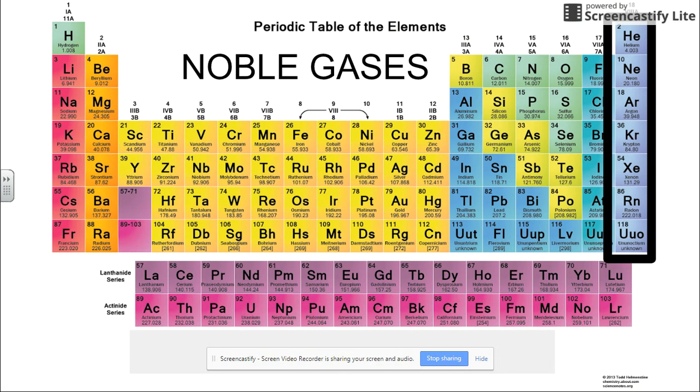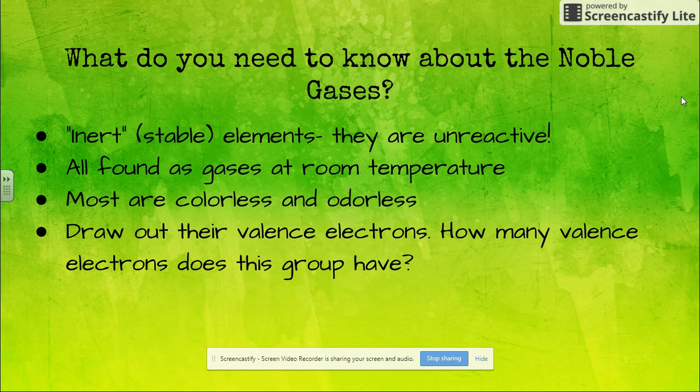All right. Finally, over here, at the very end, we have our noble gases. So pause and color in our noble gases. And here are the notes that you need about noble gases. They are inert, which means stable. They are very unreactive. They're all found as gases at room temperature. Most of these gases are colorless and odorless. And let's maybe see what our valence electron count is for these guys. Take a guess. What do you think? Any ideas?